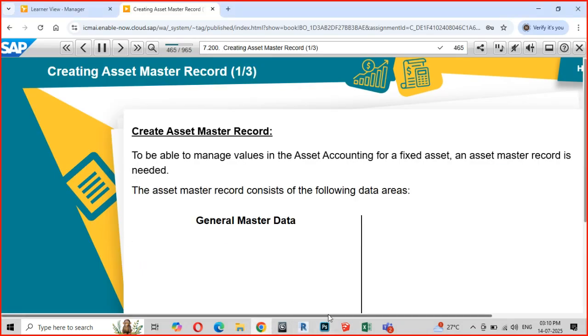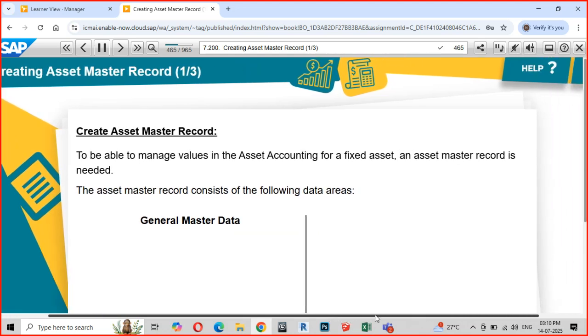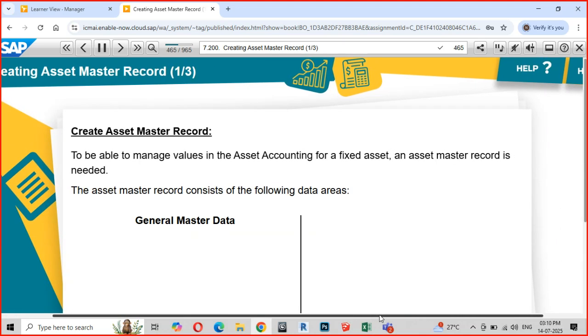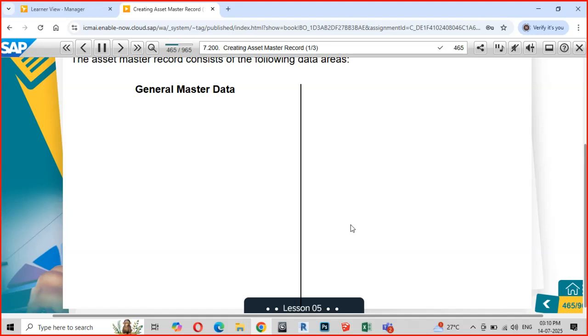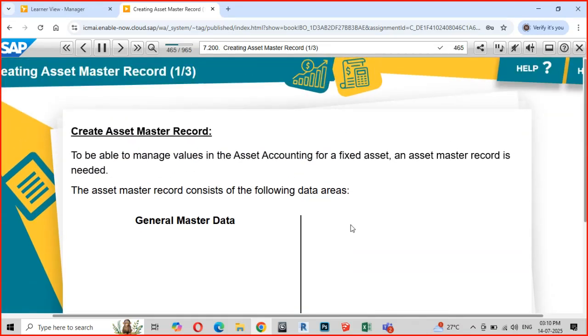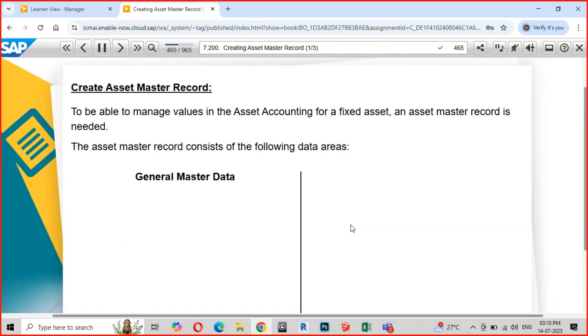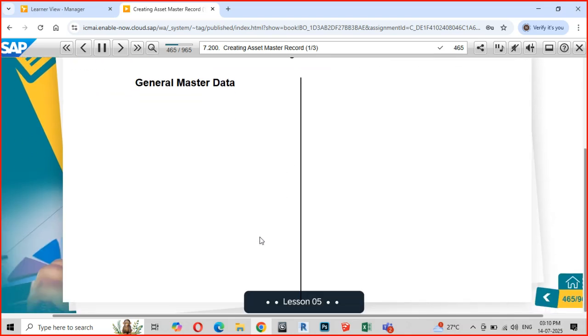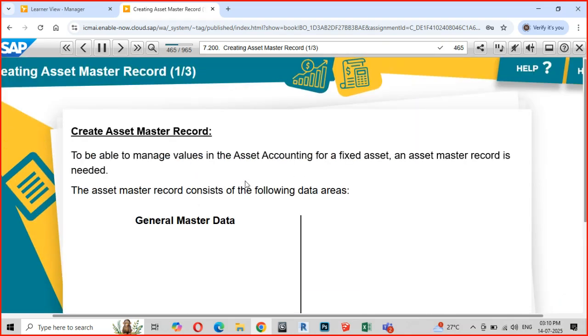So now he comes back to the asset master record. Let us see how he is breaking open the asset master record. General master data. Oh, it's not moving.